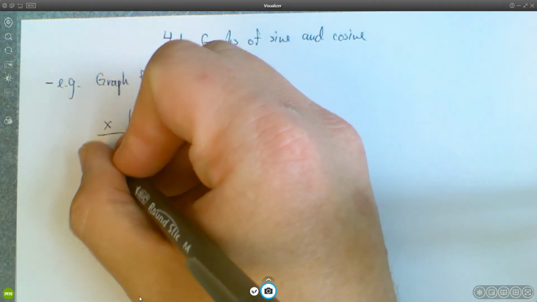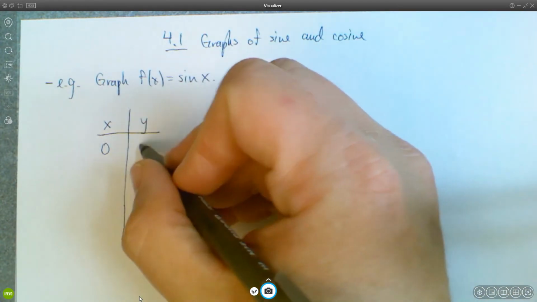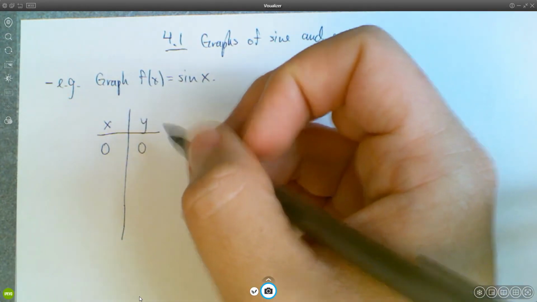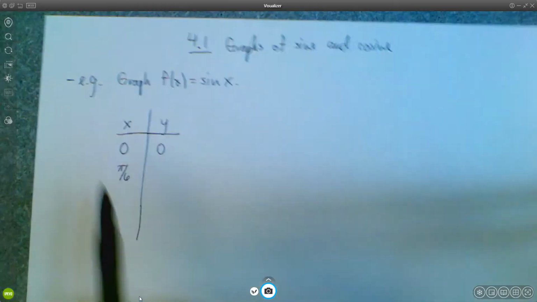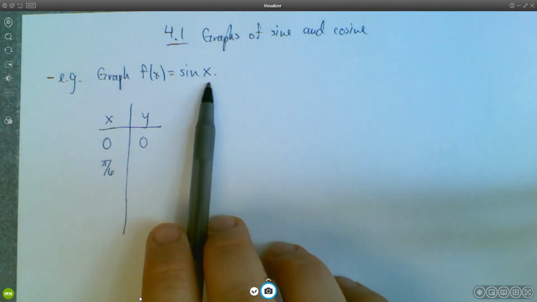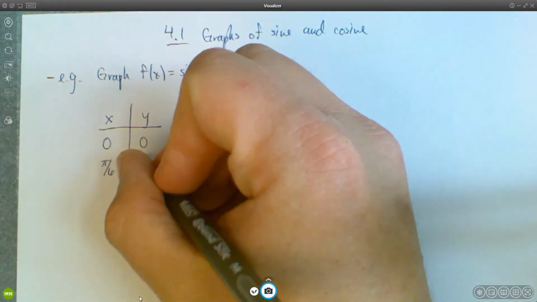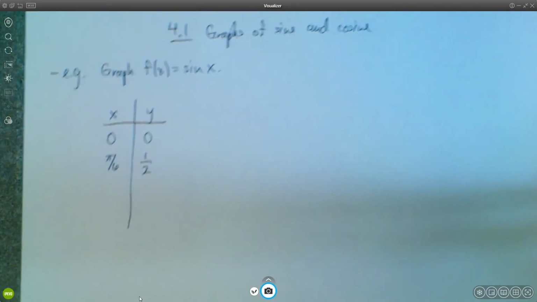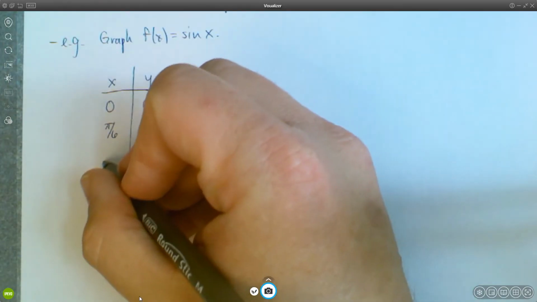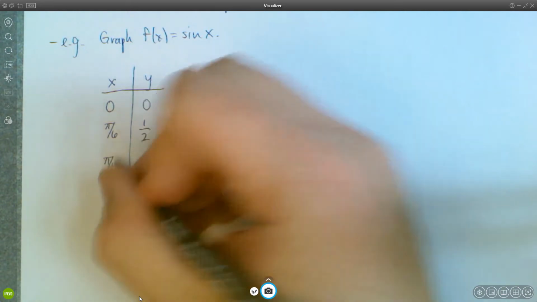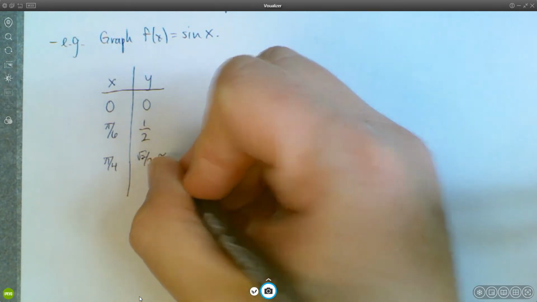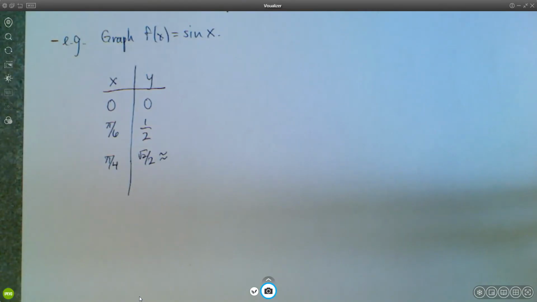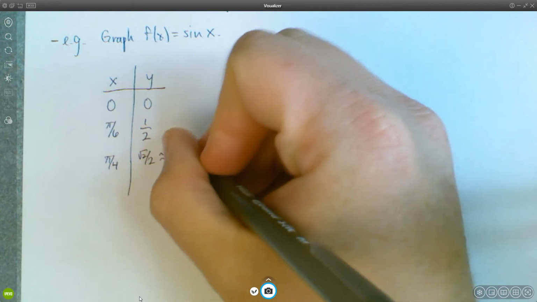So if we plug in 0 for x, sine of 0 is 0. Another good value would be pi over 6. If we plug in pi over 6 for x, sine of pi over 6 is 1/2. If we plug in pi over 4, sine of pi over 4 is root 2 over 2. And for the purposes of graphing, we might want to know about how much that is. I think that's about 0.7.